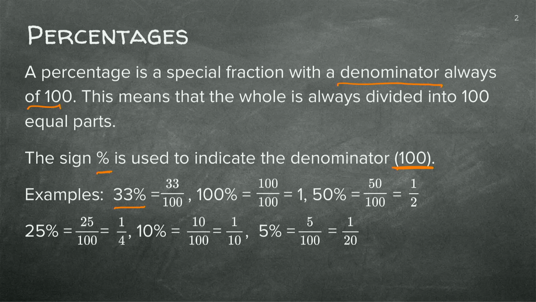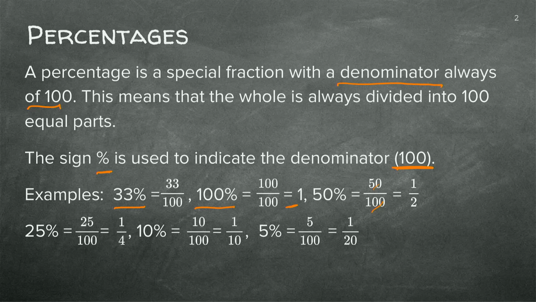Let's just check what we've just read. The denominator is 100. The percentage sign is always the indicator that the denominator is 100. So if you get 100%, it is 100 over 100, and that obviously equals 1, right? And if we get 50%, 50% is 50 over 100. And if we simplify it, it is 1 over 2.